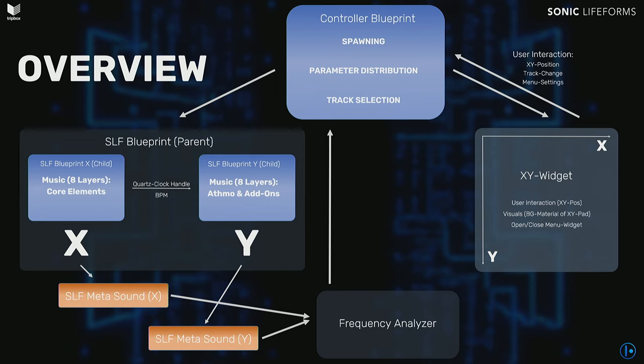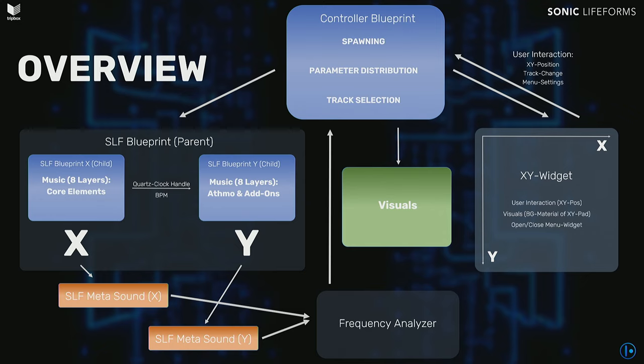The visuals themselves, they're just a user interface material, a simple material. So the controller blueprint will spawn a dynamic material instance with some parameters to tweak. And they will control coloring and movement and intensity of elements of the visuals. And so the controller blueprint is feeding this information to my dynamic material instance. And this is just simply being used as the background material for my XY widget. And that is my Sonic Lifeform system.